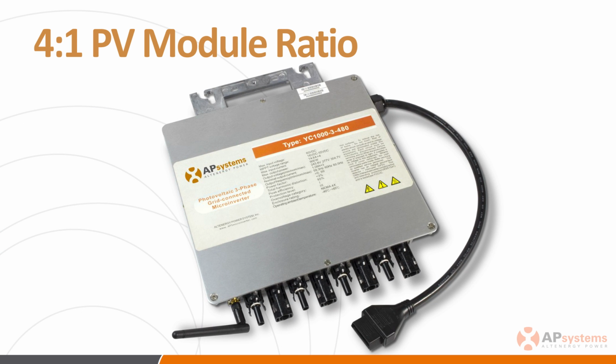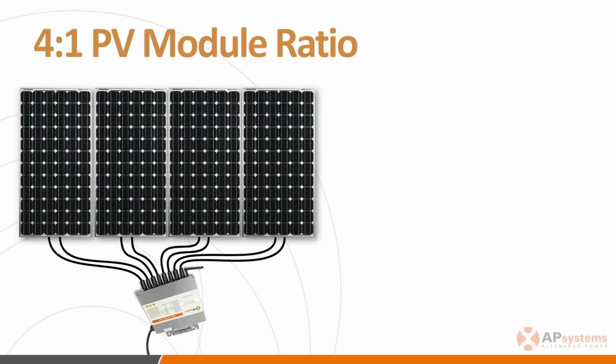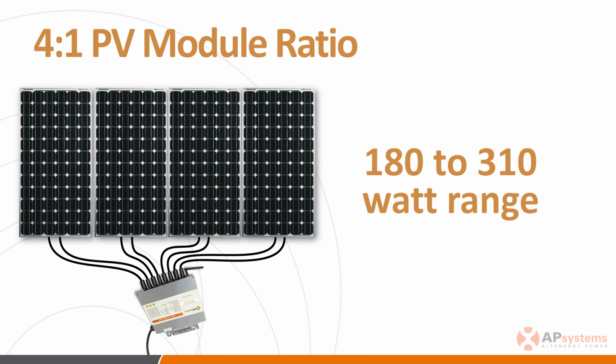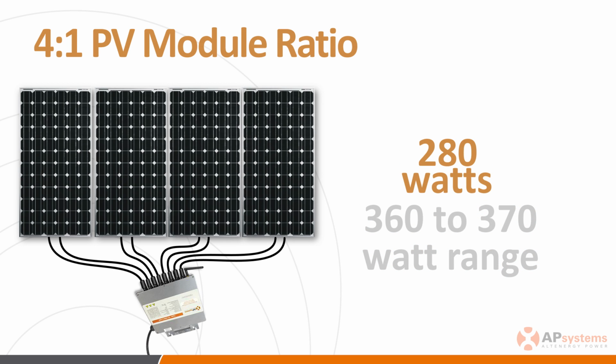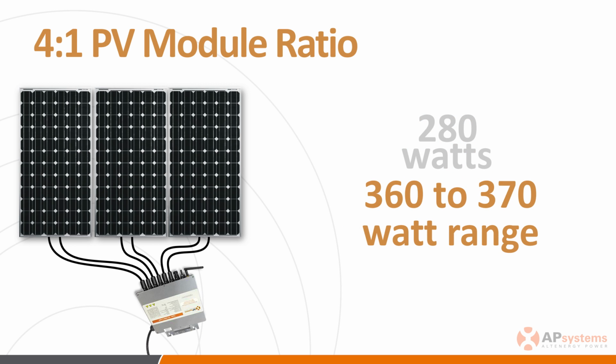While the YC1000 has the capacity of up to 4 modules, it can be configured with less should the need arise based on racking, module layout, and panel wattage sizing. It is best suited for PV modules in the 180 to 310 watt range, but can handle panels in the 360 to 370 watt range. But you'll need to reduce the number of panels per inverter if you utilize these higher wattage panels. For example, an ideal panel size for a 4-panel per inverter design is 280 watts, with a 360 to 370 watt panel design requiring a step down to 3 panels per inverter.